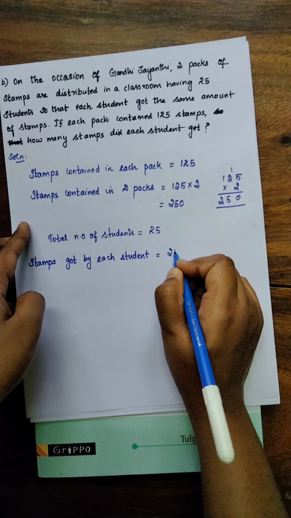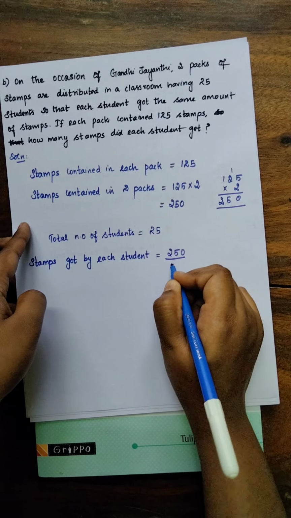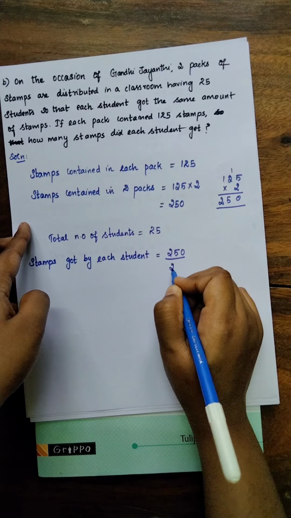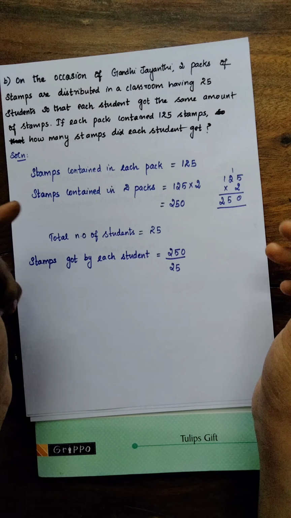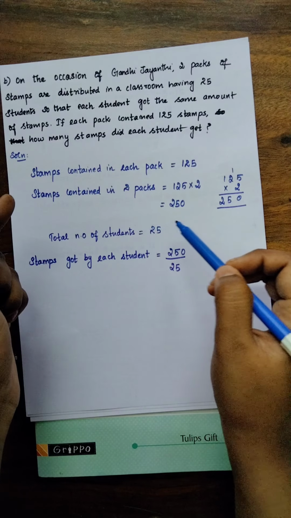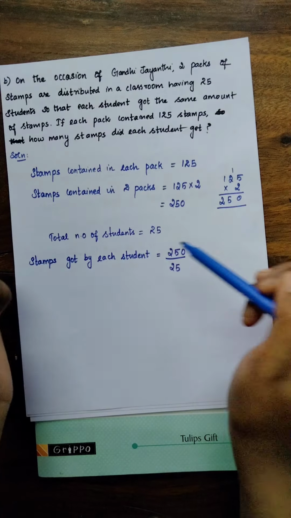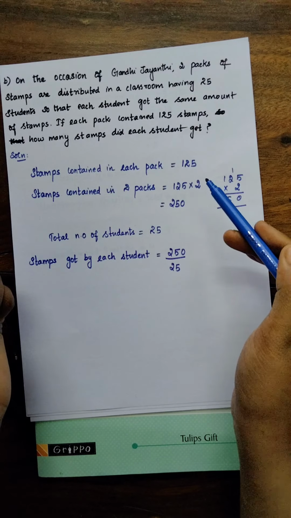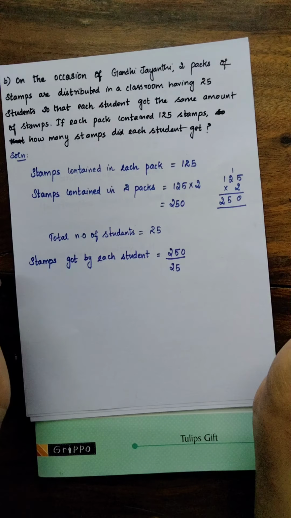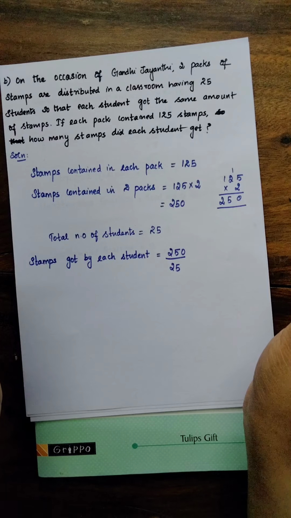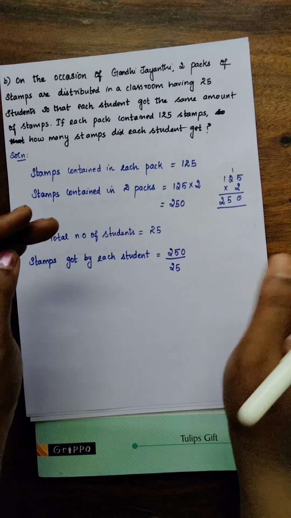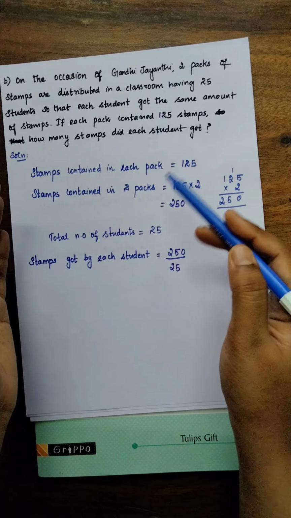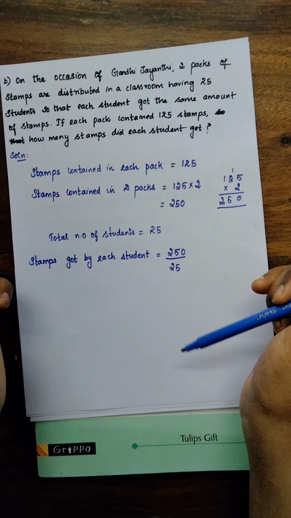250 divided by 25. Stamps got by each student is equal to the total number of stamps divided by the total number of students. 250 divided by 25. Understand? We need to divide equally. So we are dividing the total number of stamps by the total number of students.